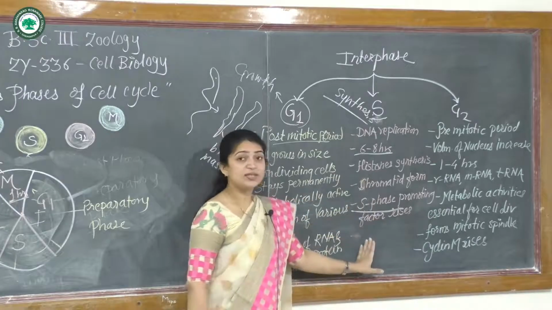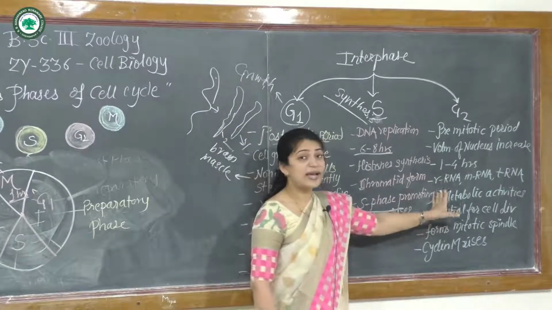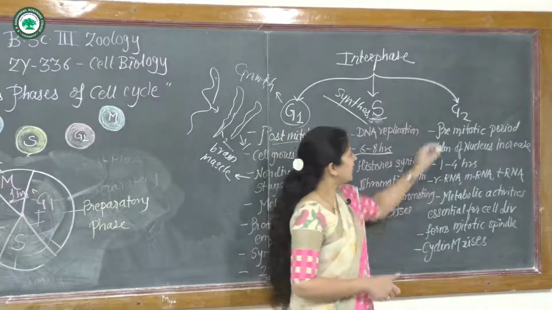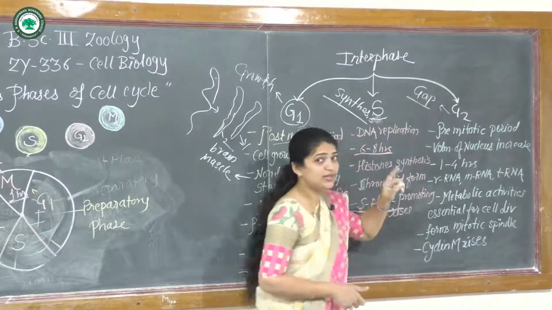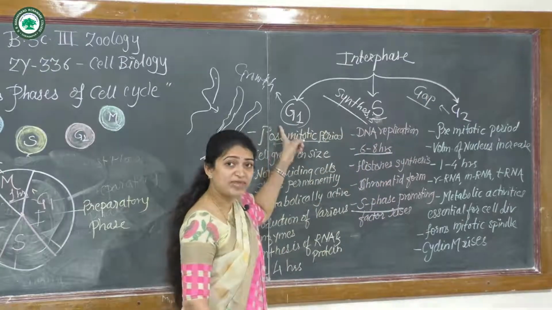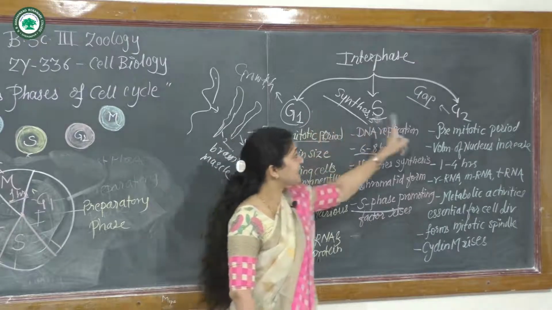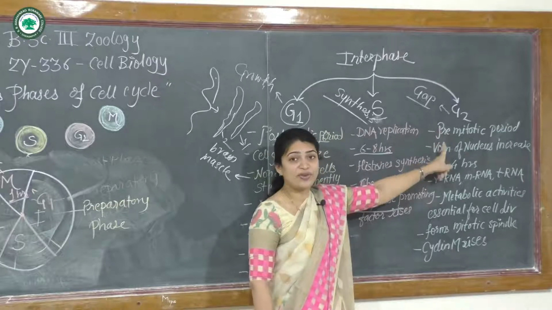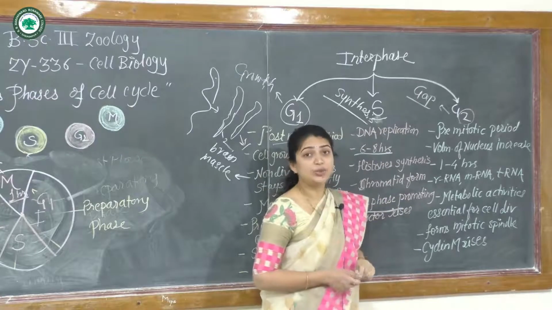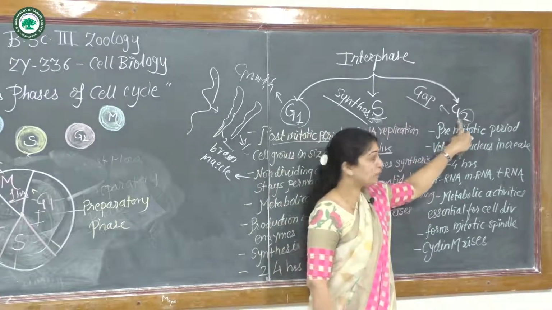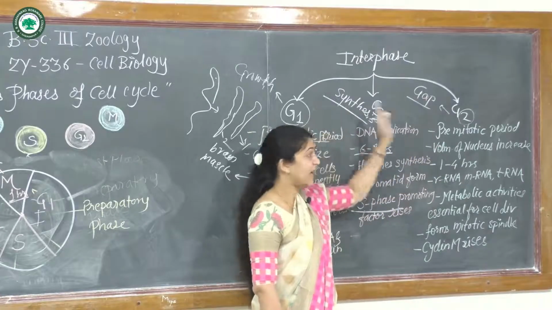So after synthesizing, replicating the DNA, there is a next phase called the G2 phase. G2 phase is nothing but the gap phase. The G1 is also called a gap phase. This is the first growth phase or first gap phase, and this is the second growth phase. As it is the second growth phase, it is called G2, or you can call it gap phase. Gap phase 1 and gap phase 2.